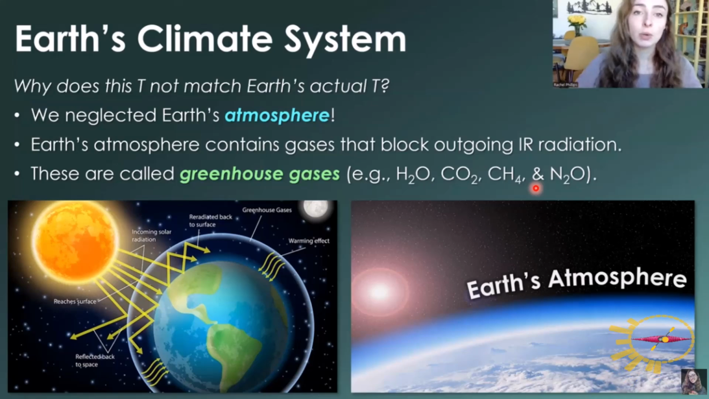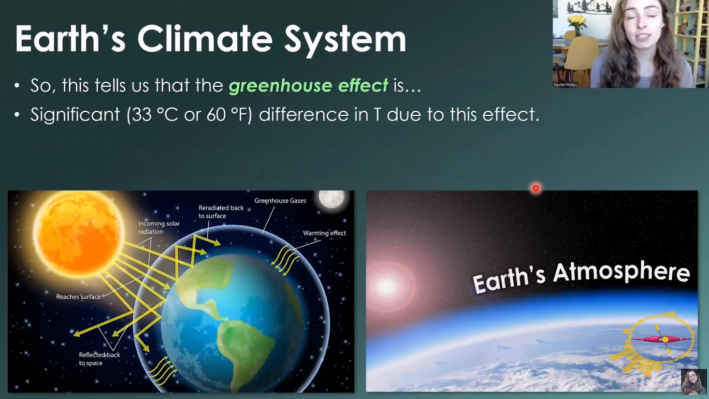Therefore, we will receive the same amount of incoming radiation. The in stays the same, but the out is less, meaning that in does not equal out. In is actually greater than out, and that leads to a rise in temperature. Thus, this explains the higher actual temperature of Earth compared to what we would calculate if Earth did not have an atmosphere or did not have the greenhouse effect.